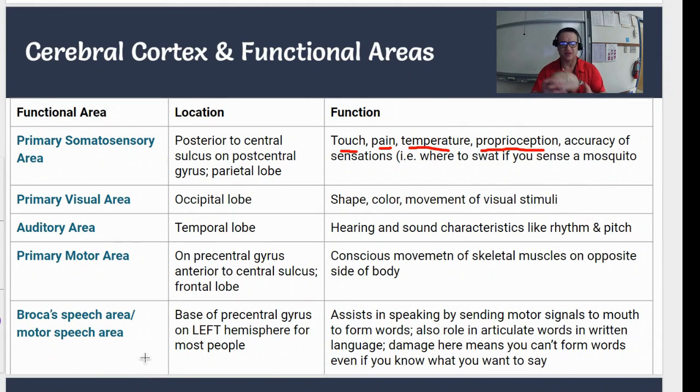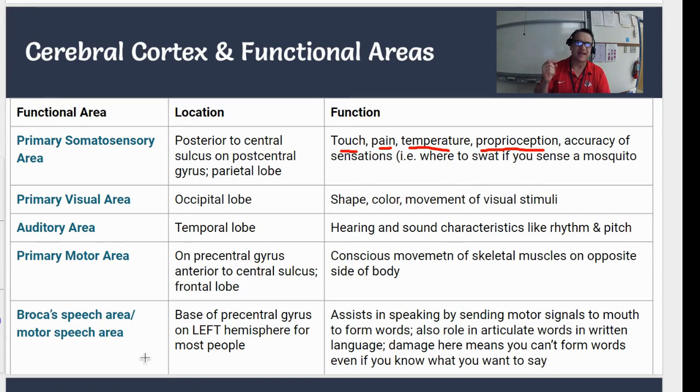And the last cerebral cortex functional area is called Broca's speech area or the motor speech area. It's on the left hemisphere, so here's your left cerebral hemisphere. Once again, here's the central sulcus, and Broca's area is going to be right about there, just anterior, kind of at the bottom of the primary motor cortex. And that's for speech production. So that's like what I'm doing right now. I'm using Broca's area to produce speech.